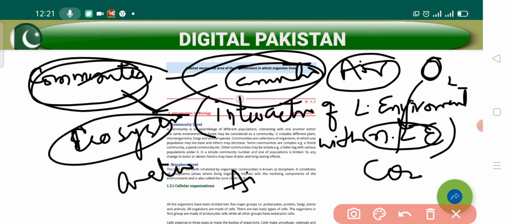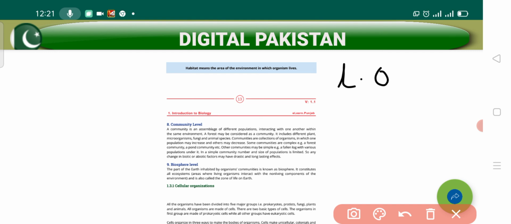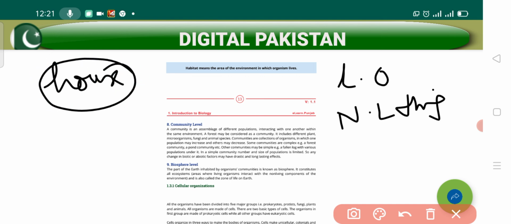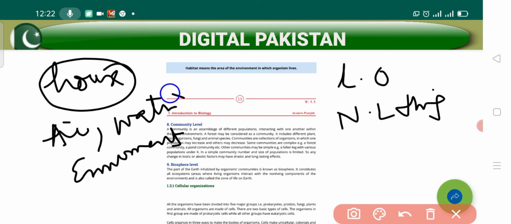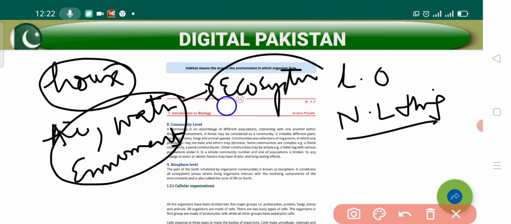You need air for survival, you need water for survival, you need heat for survival, you need sunlight for survival. So what is this? You are interacting with the non-living components. For the survival of the living organism, we need non-living things. Like your house is a non-living thing, but without a house it is very difficult to survive. You need air, you need water, you need a clean environment. So this is the interaction of the living organisms with non-living things, and this together is known as an ecosystem. So different communities, when they interact with each other, form the ecosystem.